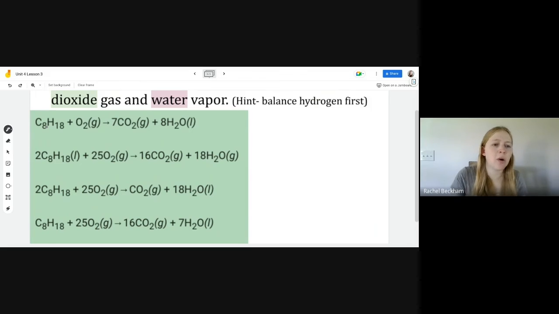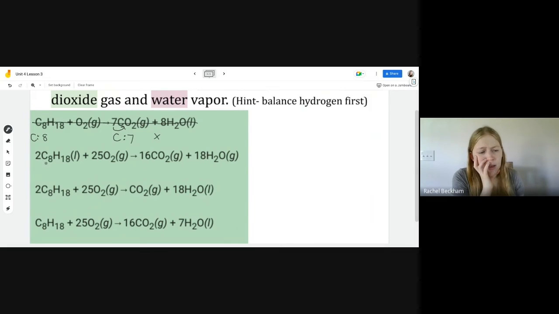We need to choose the one that's balanced. So we have to look at each element. So how many carbons do I have on the left-hand side in this situation? Okay, I have 8 on this side. And how many carbons do I have on this side? Well, it says 7 CO2. That 7 multiplies out, right? So I would have 7 carbons. So this is not balanced, right? It's like 8 and 7. So this cannot be our answer.